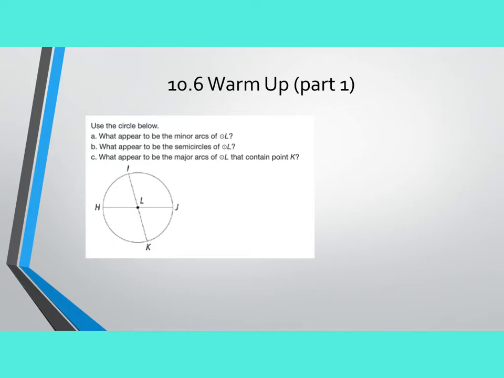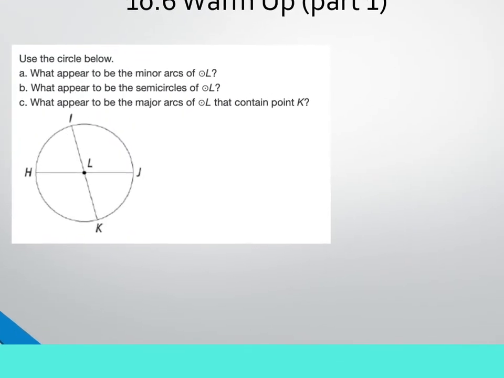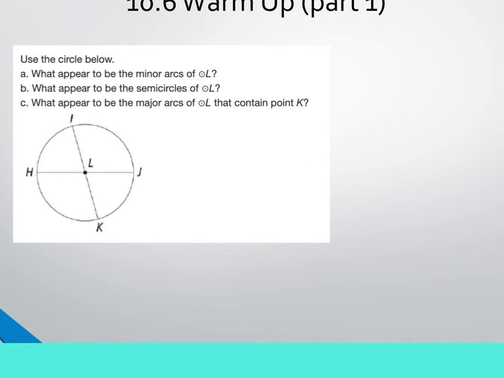We talked about what a central angle is, which is an angle formed by the center and the two radii. So in this first example, it says use the circle below and name the minor arcs of circle L. Remember, minor just has to be less than half. I can say this one here is a minor arc, which would be arc HI. This one appears to be a minor arc, arc IJ. This appears to be a minor arc, arc JK. And this appears to be a minor arc, which would be arc KH or HK.